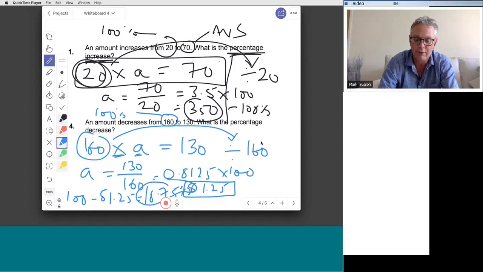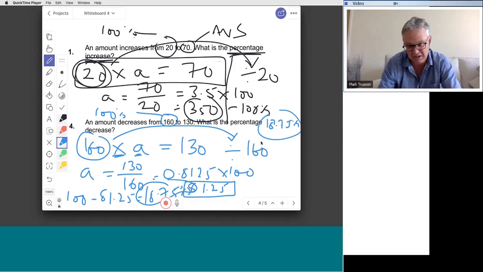And that would make sense if you kind of do it in your head. You know, we started off with 160, 10% is 16, 20% is 32, take off 32, I get 128, that's there or thereabouts. So it's going to be slightly less than 20%. So that's a nice little check for us.